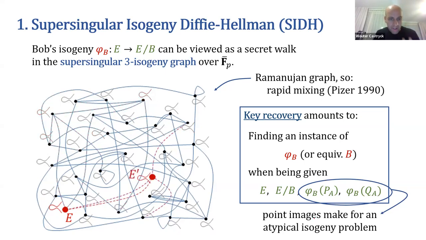Okay, I didn't mention this yet. Maybe I didn't stress this, but finding an isogeny between two isogenous elliptic curves is considered a very hard computational problem. But it's the presence of this extra information, the images of these auxiliary points, that makes it into an atypical isogeny problem.